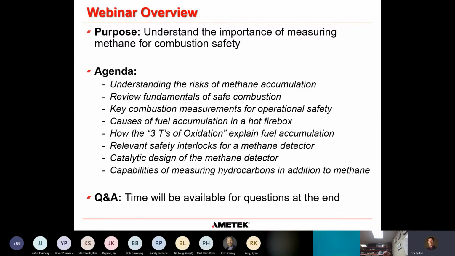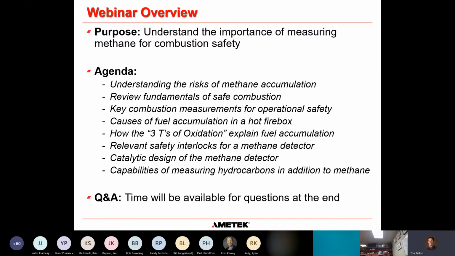We'll also talk about the causes for fuel accumulation and how we might explain that using the 3 T's of oxidation. We'll go into a few safety interlocks as well as the catalytic design of the methane detector, and go into a little bit more detail on those detectors as well. And as John pointed out, we have time available for questions at the end, so feel free to submit your questions via chat at any time, and we'll get to them at the end.